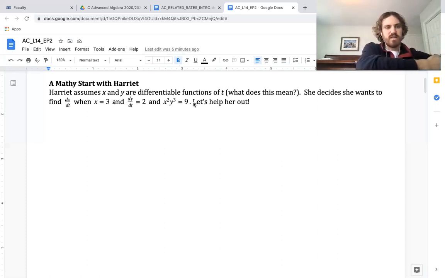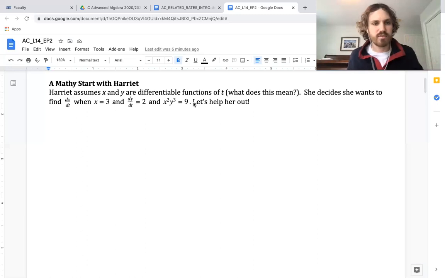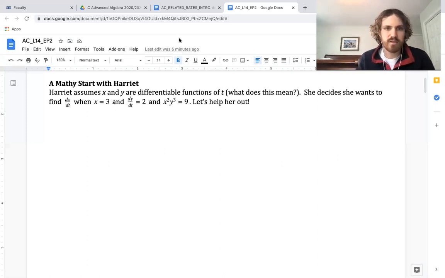She decides she wants to find dx/dt when x equals 3 and dy/dt equals 2. And she has this relationship, x squared y cubed equals 9. Let's help her out. When you're solving related rates problems, some of the good things to do are to write down what you know. So what we know is at this specific point, x equals 3, and dy/dt equals 2. And we want to know what dx/dt is.